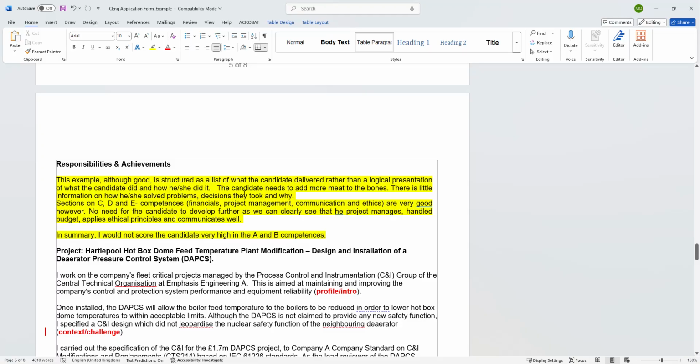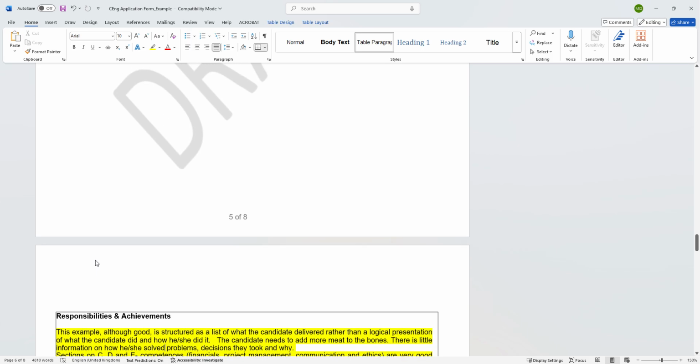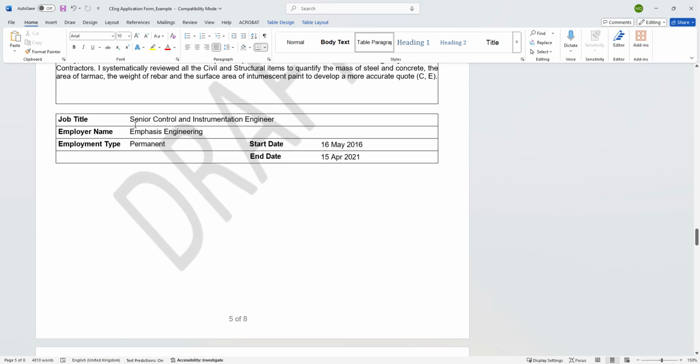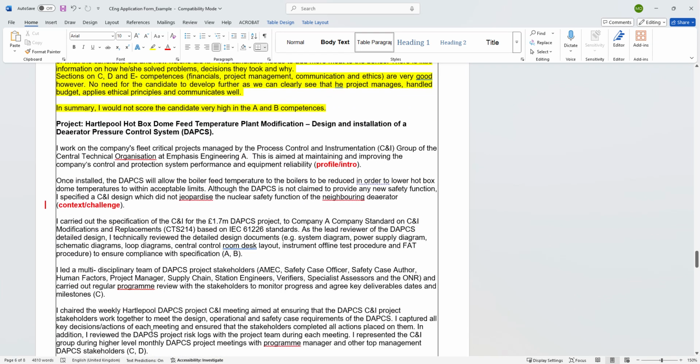So that's what we're saying here. The candidate needs to add more meat to the bones. So we are saying that for this experience, on the candidate's position as a senior control and instrumentation engineer, whilst this is good, it is a bit light on information.